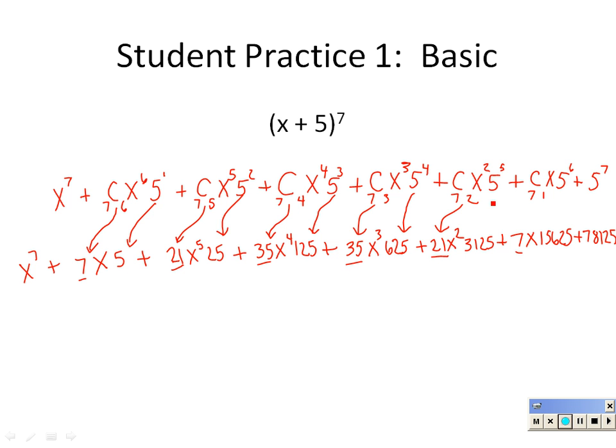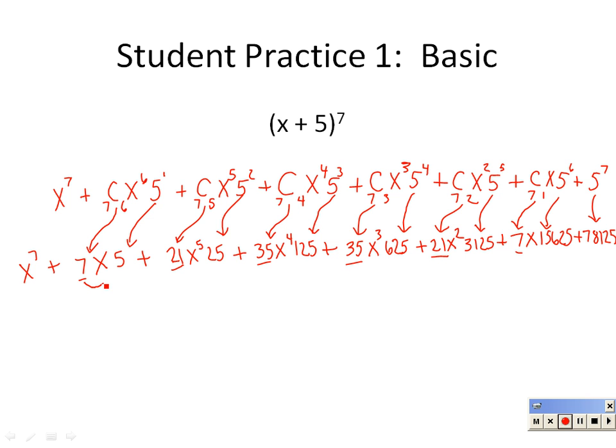Combination of 7 and 2 is 21, and 5 to the fifth is 3,125. Combination of 7 and 1 is 7. 5 to the sixth is 15,625, and then I squished in here at the very back 5 to the seventh power, which is 78,125. Big numbers. Alright, we're not quite done yet.